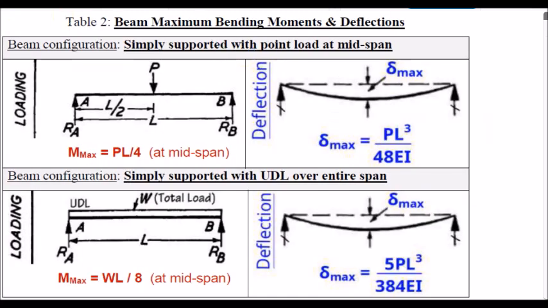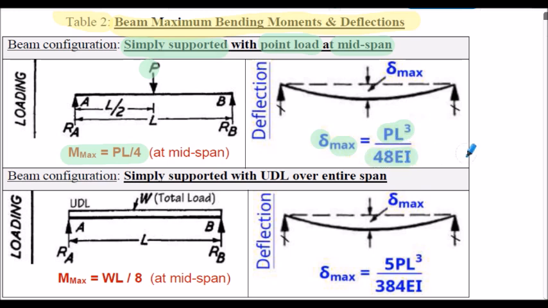So here's table 2, relating to beam maximum bending moments and deflections. Bending moments are repeated just for reference here. Firstly, for a simply supported beam with a point load P at the midspan, the centre of the beam, we know from the previous slide the maximum bending moment at the midspan. If we now want to calculate the maximum deflection, symbol delta, the maximum deflection occurs at the midspan, and it's given without proof here as PL cubed divided by 48 EI.